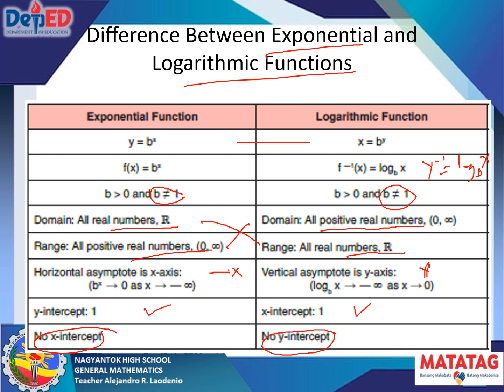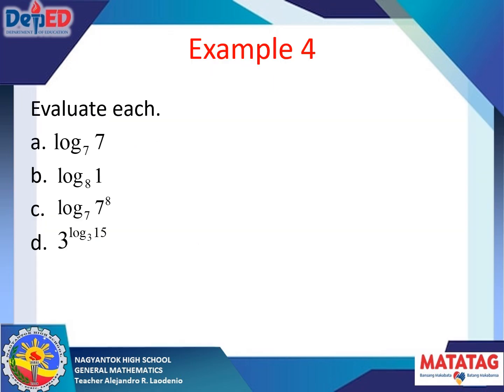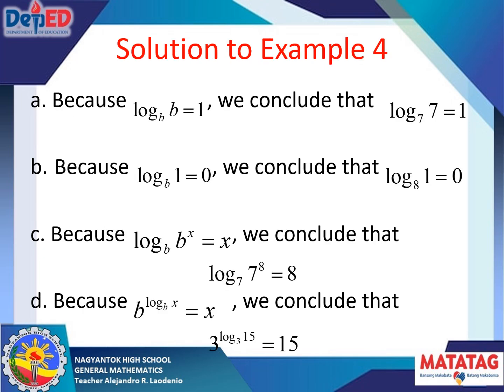Okay, the properties. Example, evaluate each. So we have the same base. So we have here log of 7 to the base 7 equals 1, as our first property. It should always be 1. We're going to put that into exponential form, so that would be now 7 raised to 1 equals 7. So still the same. Log of 1 to the base b equals 0.